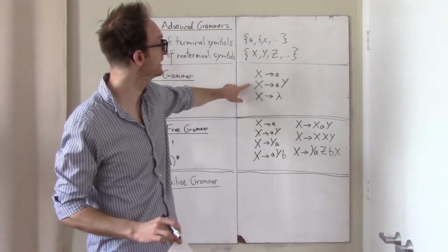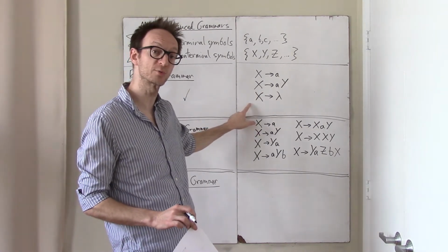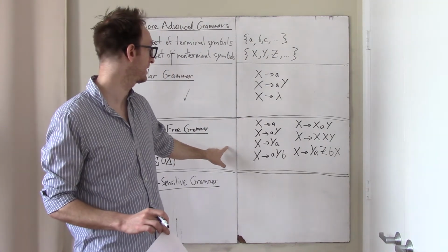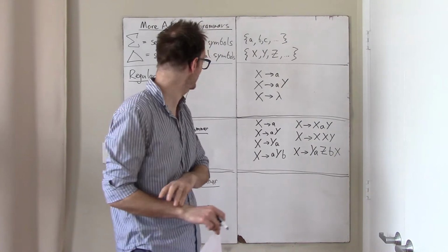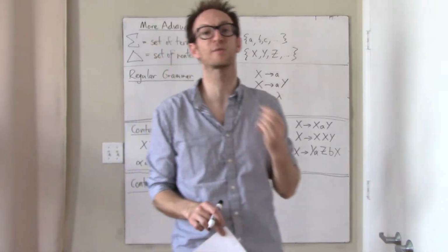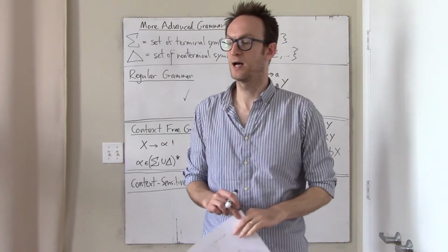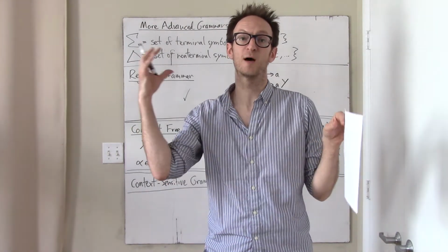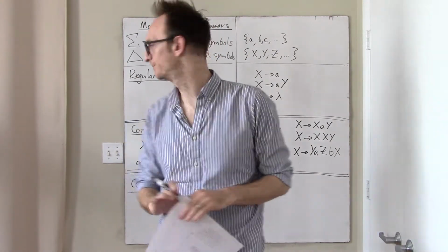Because every one of the production rules for a regular grammar fits the rules for the production rules of a context-free grammar, every regular grammar is automatically a context-free grammar. And so the set of regular languages is a subset of the set of context-free languages. I think that's clear. Okay.